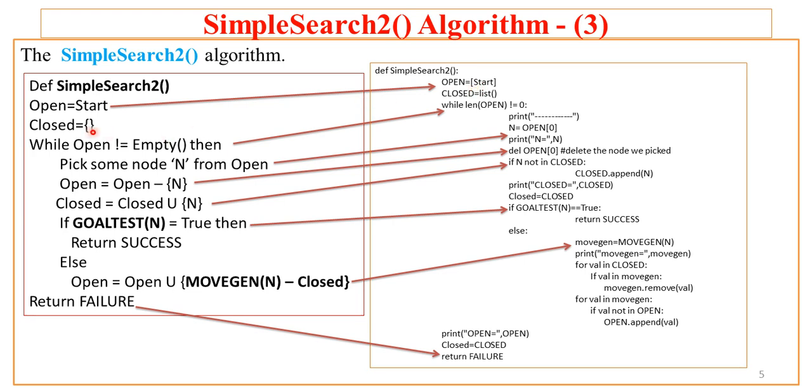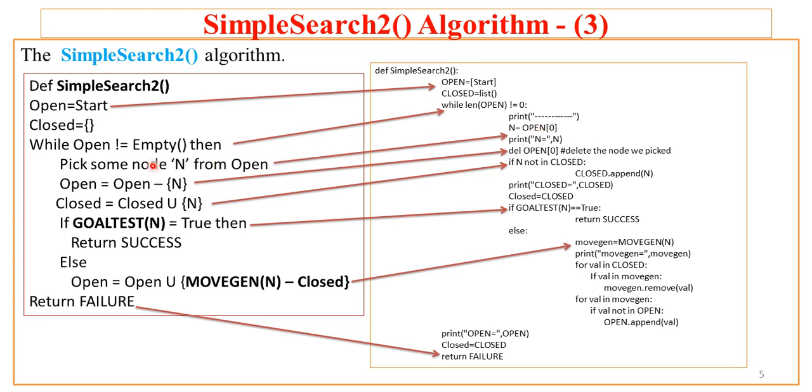Now closed is initially empty. That is achieved just by creating a closed variable and calling the list function. Now while open is not empty, perform this loop operation. That is achieved using the while loop of Python. So the open list is checked with the len function. The len function will return a non-zero value if the list has some elements, and 0 if the list is empty. So this statement is transferred in this way. Now here some additional print statements are used, for example printing some dots, to separate the output of each iteration.